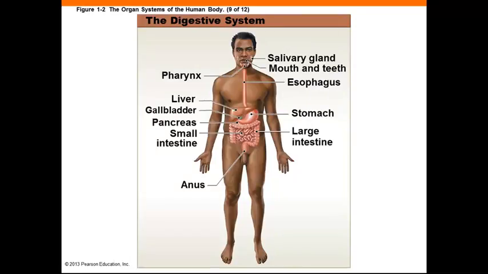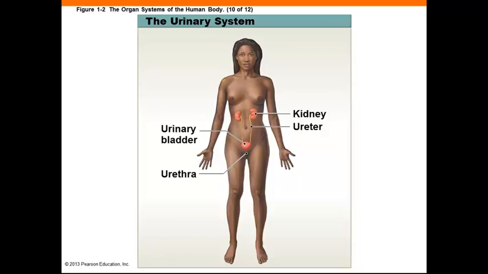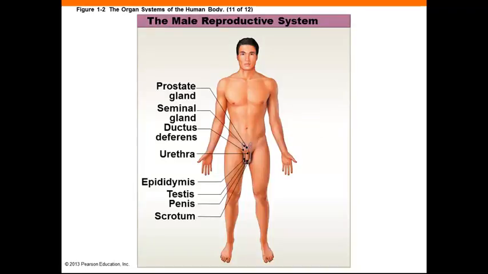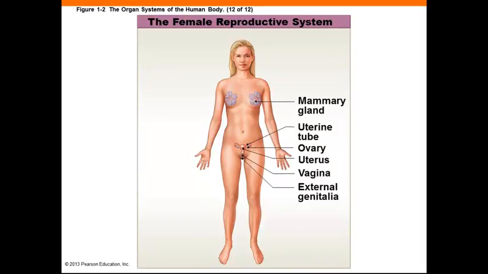The digestive system's main role is processing food and absorbing nutrients. The urinary system eliminates excess water, salts, and other waste products. And last but not least, the reproductive system produces sex cells and hormones. Pictured here is the male reproductive system, and also we have the female reproductive system, which performs similar tasks, but additionally supports embryonic and fetal development from fertilization to birth, and then provides nutrients for the neonate after birth.